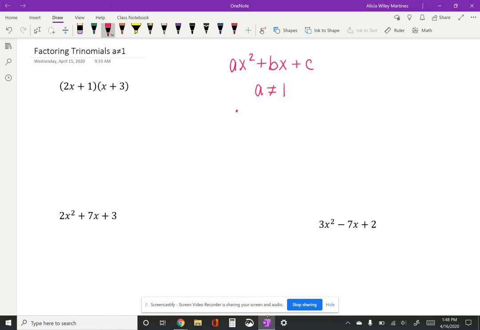When we do these problems, it will still factor into two binomials, but we are going to use a different method to factor. We are going to use what's called the grouping method, which I will go over step by step. Before we do that, let's do an example of multiplying two binomials together.